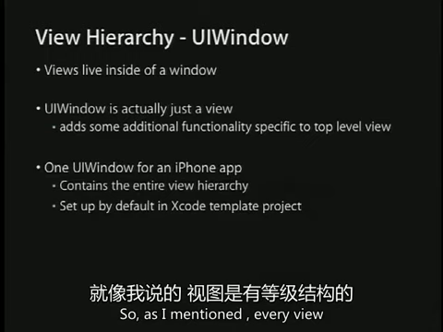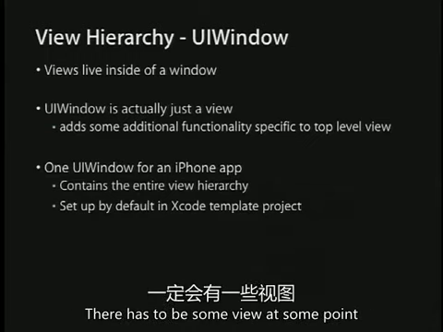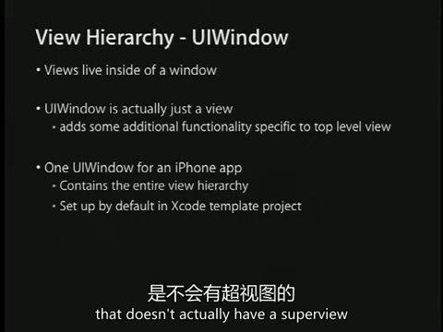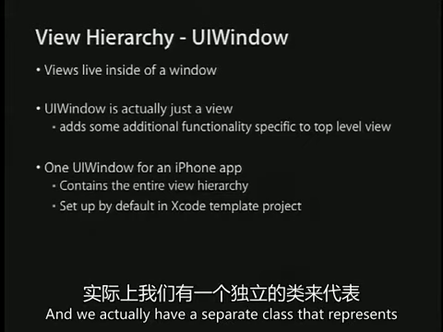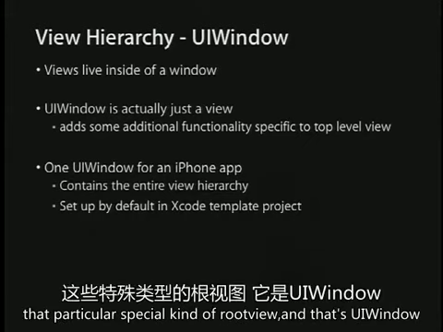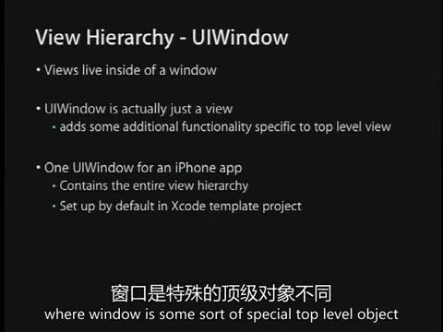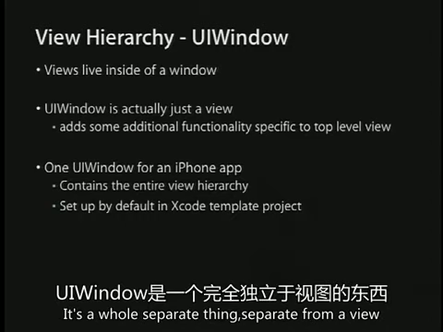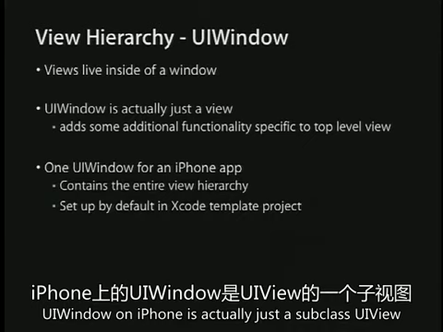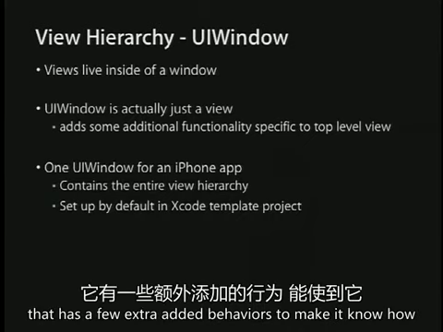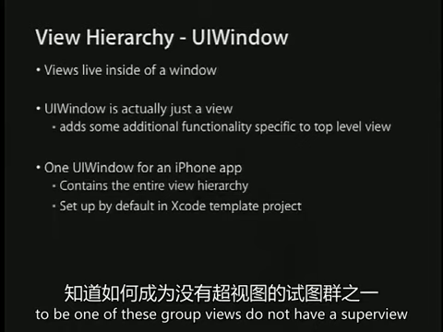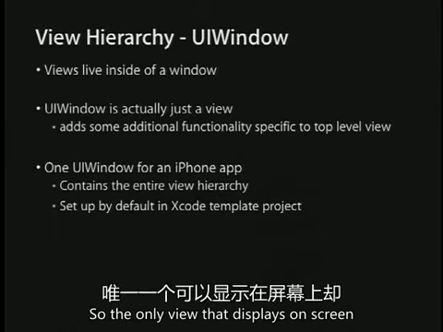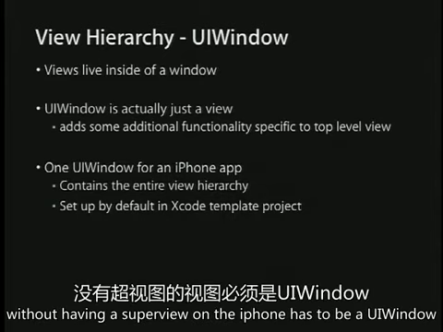So as I mentioned, every view, since it's a hierarchy, has to have some root. There has to be some view at some point that doesn't actually have a superview. And we have a separate class that represents that special kind of root view, and that's UIWindow. Unlike on other platforms where a window is some sort of special top-level object, UIWindow on iPhone is actually just a subclass of UIView that has a few extra added behaviors to make it know how to be one of these root views that doesn't have a superview. So the only view that displays on screen without having a superview on the iPhone has to be a UIWindow.